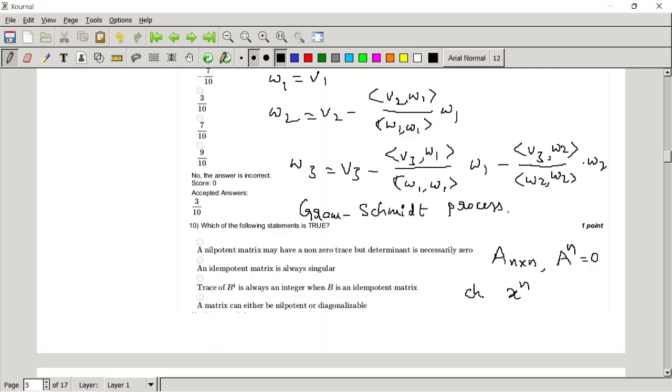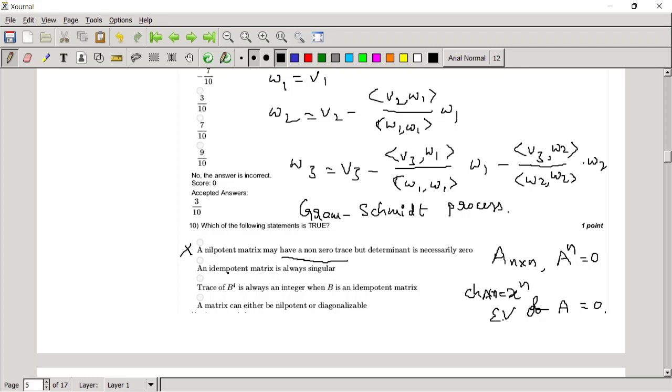This is the characteristic equation. So from this we can say that the eigenvalues of A are all zeros. So the determinant is 0, because it is the product of the eigenvalues, and similarly the trace is the sum of the eigenvalues, which is also equal to 0. But in the first option it says non-zero trace, which cannot be possible whenever A is nilpotent. So the first option is wrong.